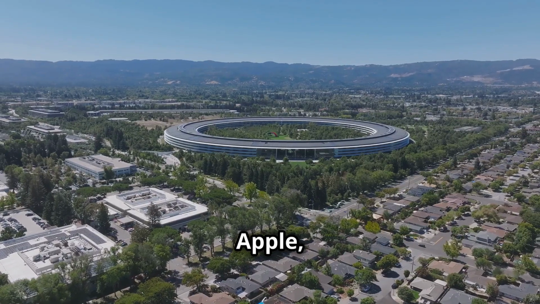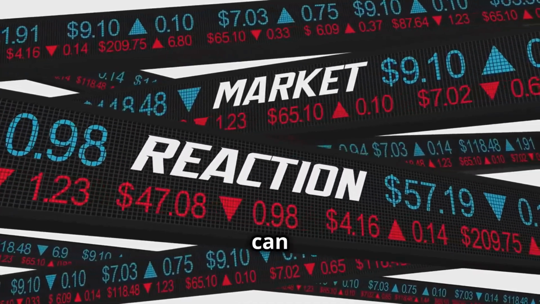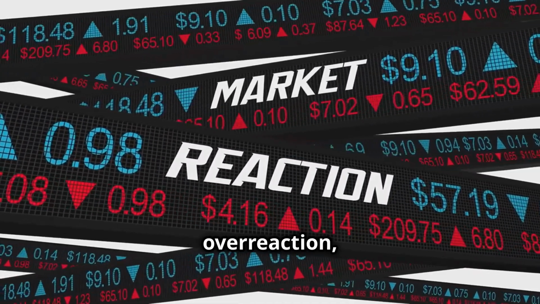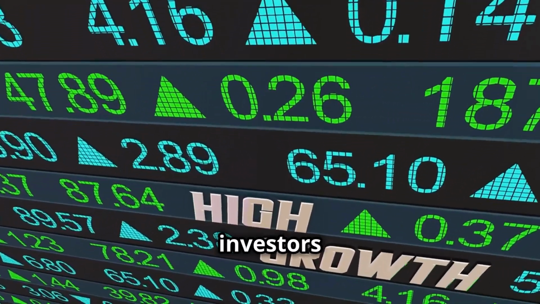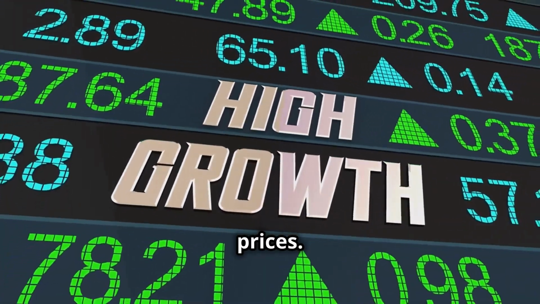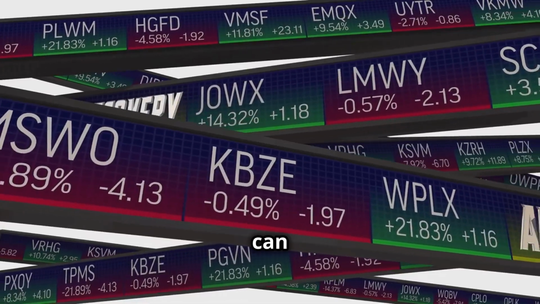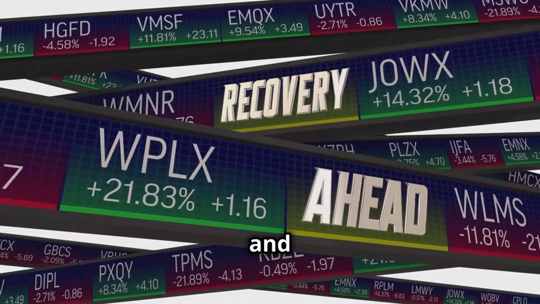The case studies of Apple, Vodafone, and ExxonMobil demonstrate how geopolitical events can lead to market overreaction, creating opportunities for value investors to acquire high-quality assets at discounted prices. By employing a disciplined, patient approach, value investors can profit from geopolitical risks and unlock long-term wealth.